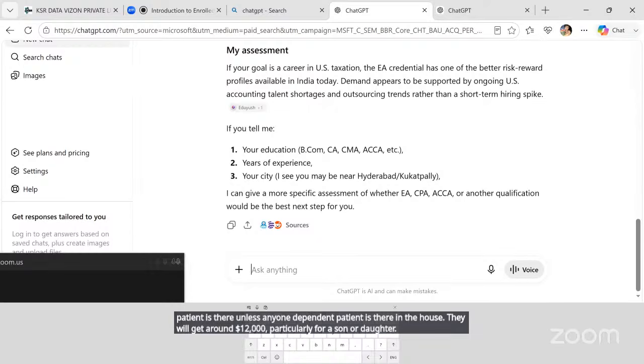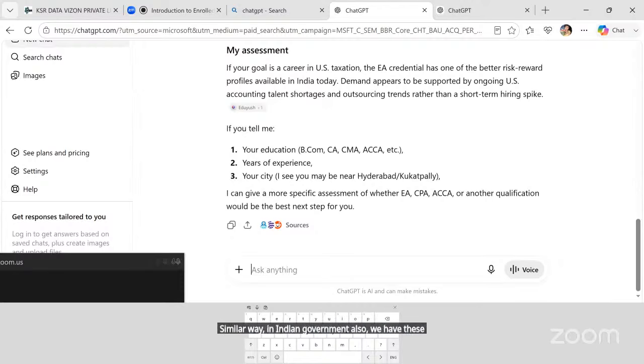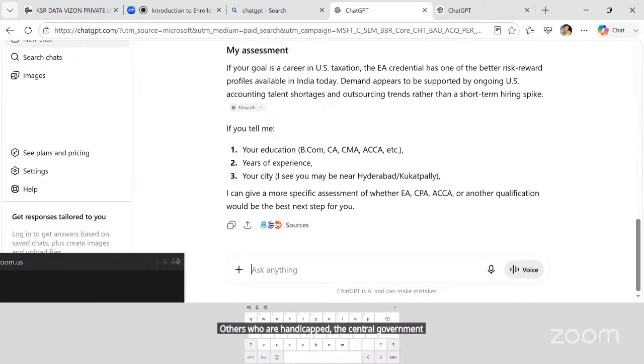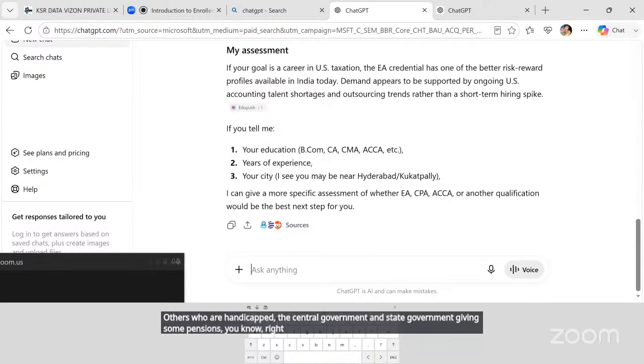Similarly, in the Indian government also we have these kinds of schemes, right? Where are you from, sir? Yeah, I'm from Karnataka, Bidar district. Karnataka. In Karnataka also, maybe these kinds of state government or central government schemes might be there. Like in Telugu states we have Ammavadi for those going to school, right? The government is paying some money to the school kids' parents. Or for those who are handicapped, the central government and state government give some pensions, right? The pension schemes.